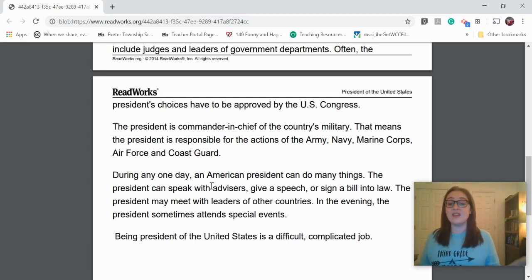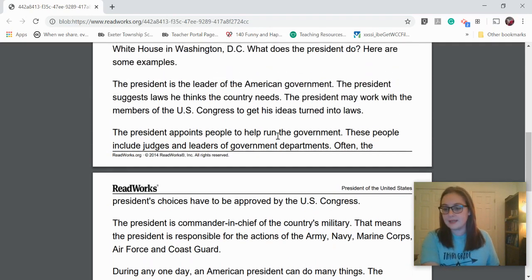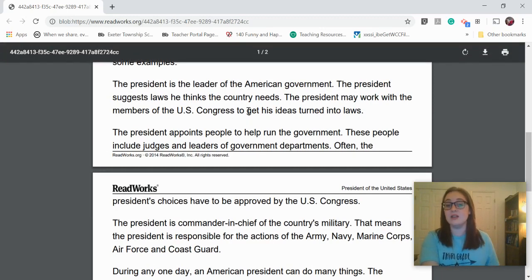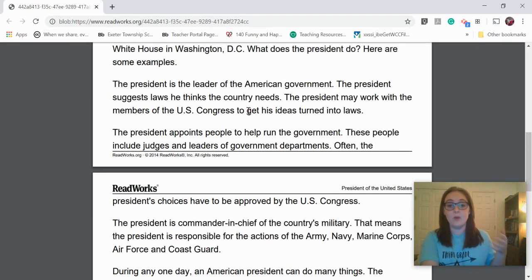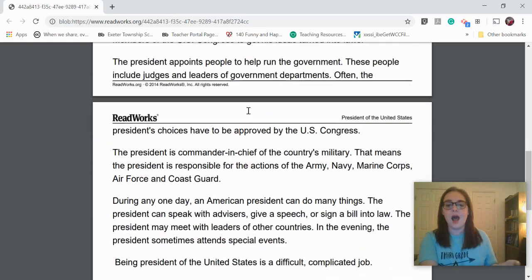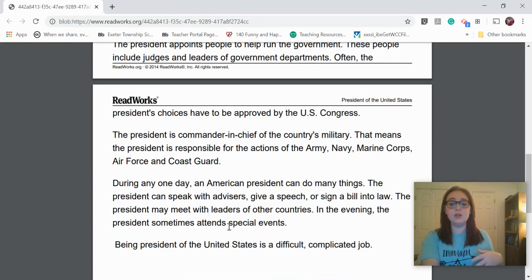So these are just some of the many, many things that a president does. So continue to think about those qualities that you mentioned in the type 1 writing. Think about how those might help him do some of these things. So for example, I said that I think that being wise is an important quality of a president. And that can help him do a lot of things. That can help him choose these people wisely. That can help him hear when he's suggesting laws that he thinks the country needs. That can help him suggest wise laws and not just suggest laws that are not going to be helpful for the citizens. That could help him speak with advisors and speak with people that are maybe smarter than him.